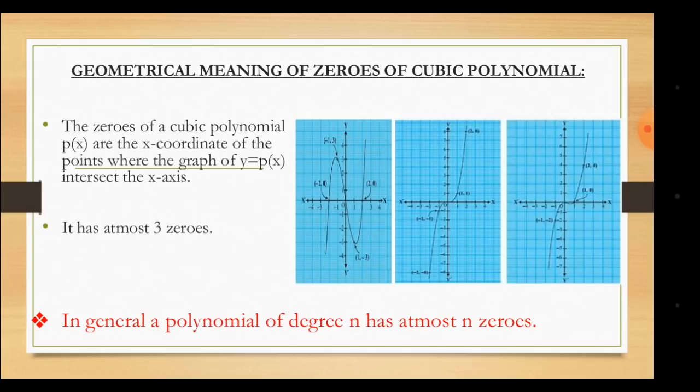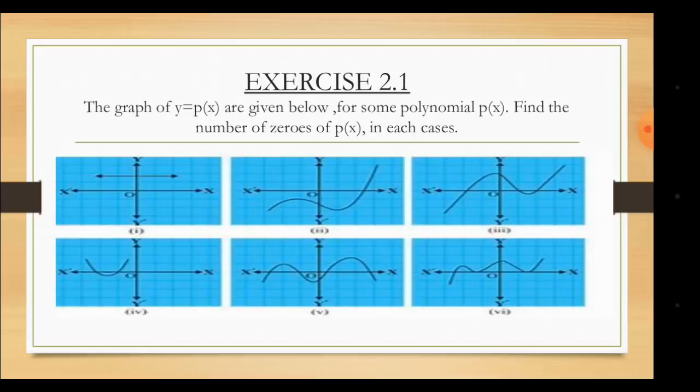So what you learned: a linear polynomial has 1 zero, a quadratic polynomial has at most 2 zeros, a cubic polynomial has at most 3 zeros. So in general, a polynomial of degree n has at most n zeros. That means the zeros of a polynomial depend on its degree. Is it clear? And what is meant by zero of a polynomial? The x coordinate of the point where the graph intersects the x-axis. Is it clear? Now this basic you will get clear with your exercise 2.1.